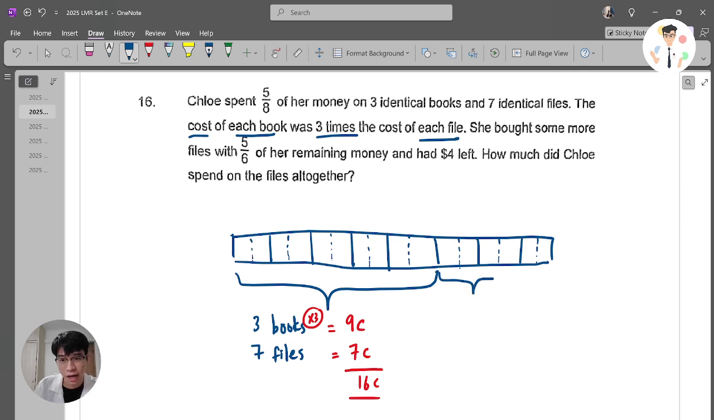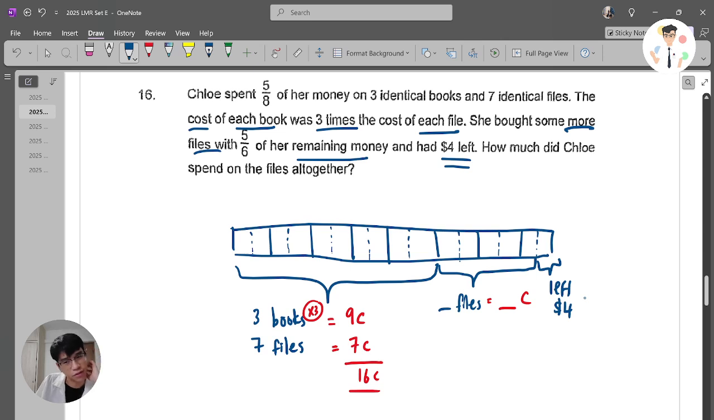So this 5 is what she bought, more files. Do I know how many files? I don't know how many files. Okay? And of course, I know that it will be the same C. Here and here will be the same. Let's continue with her remaining money. And she had $4 left. Means that this is what I left. And I know it's $4.